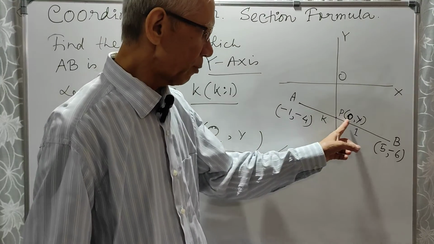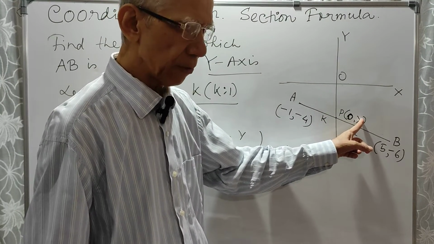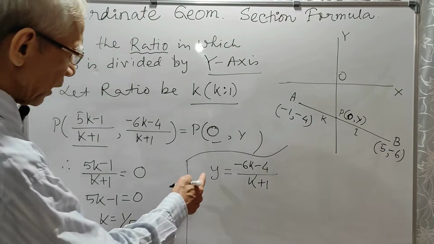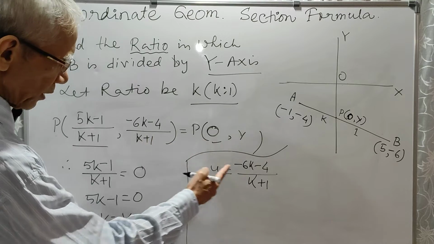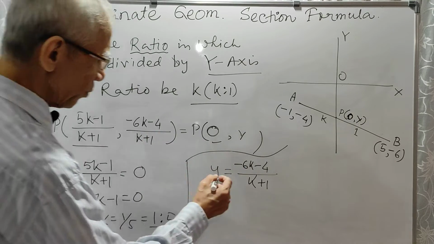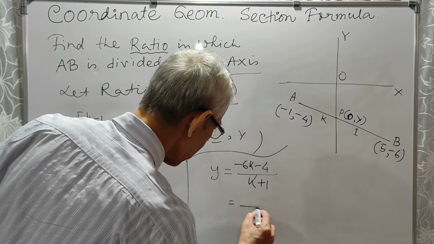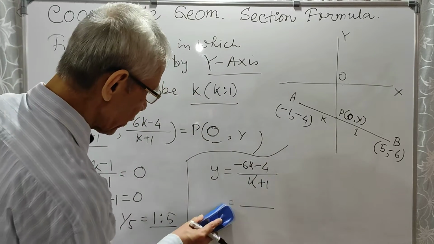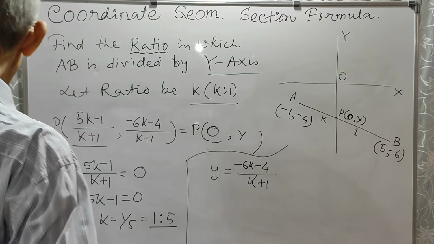Now we got the x coordinate, but the y coordinate we haven't got till now. So we have to find it out. So that is the point. So what will be y? Y is this one, isn't it? 6k minus 4. Now put the value of k. What is k? 1 by 5, isn't it? So k is 1 by 5. So put the value 1 by 5.